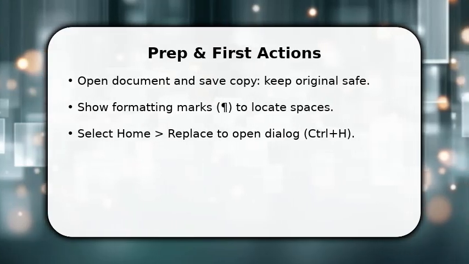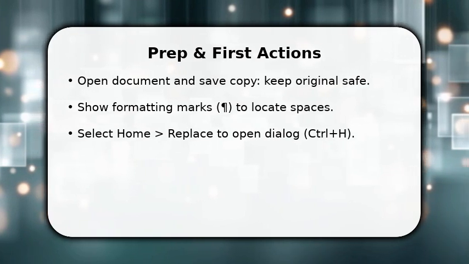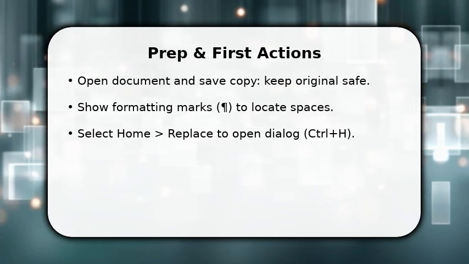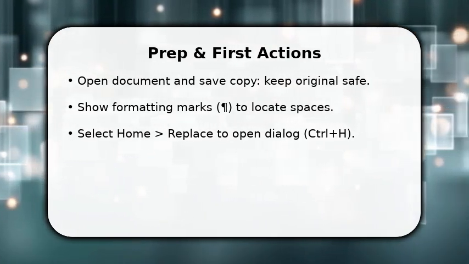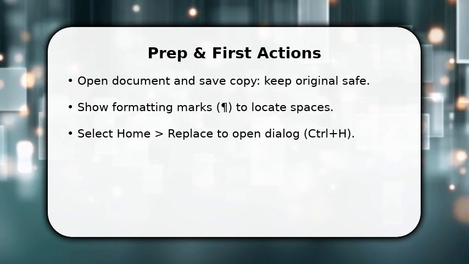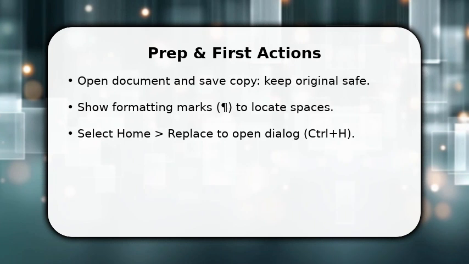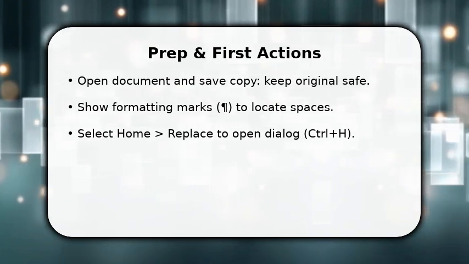You start by saving a copy so you can undo if needed. Next, turn on formatting marks so you can see spaces and paragraph breaks. This reveals hidden gaps. Once visible, open Replace, Ctrl+H, and place your cursor in the Find box. You're ready to target double spaces, trailing spaces, or manual breaks.